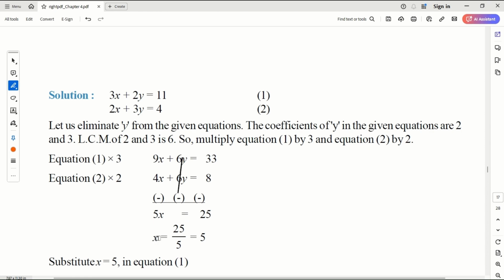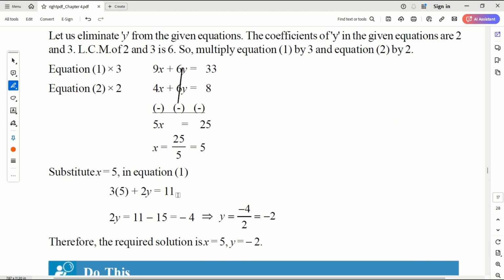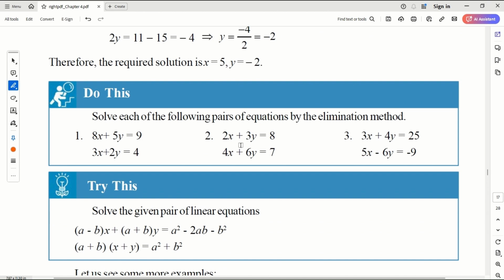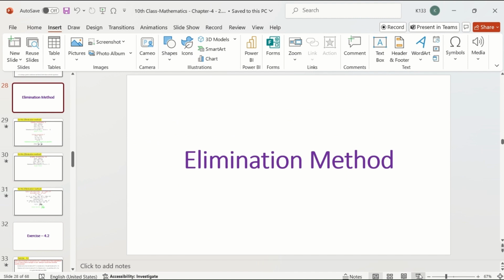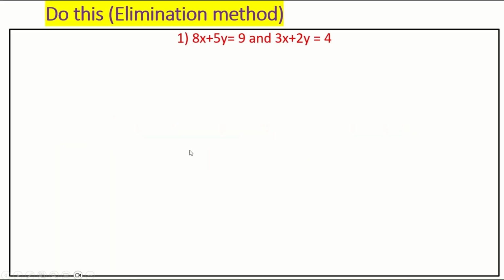25. Okay, so x equal to 25 by 5, that is 5. So you got the x value. You substitute in the first equation, you will get the value of y. Okay, that is 15 plus 2y equal to 11, 2y equal to minus 4, y equal to minus 2. So x is 5, y is minus 2. This is the elimination method, more simple than the first, the substitution method. Let's do some problems with this to learn this method.